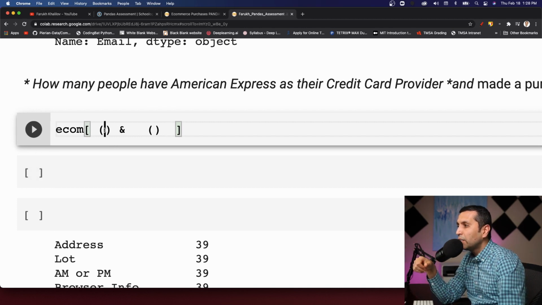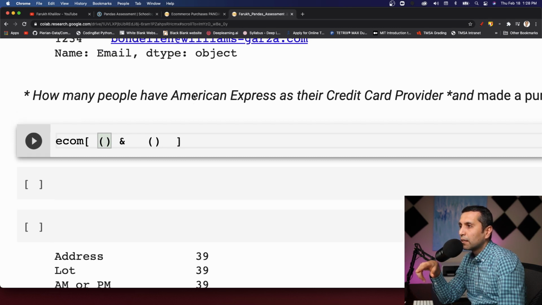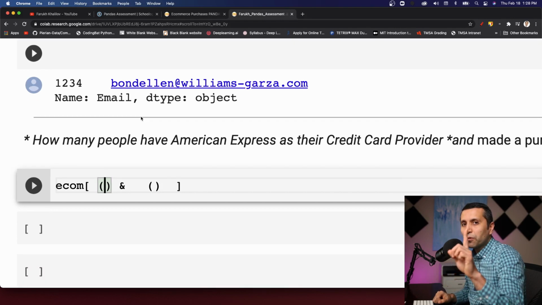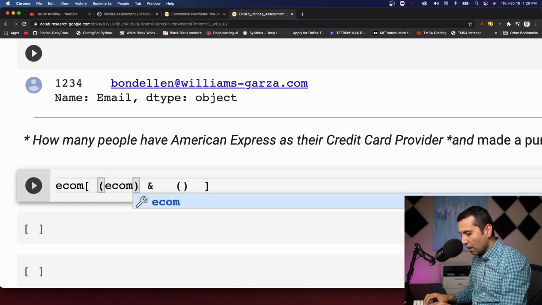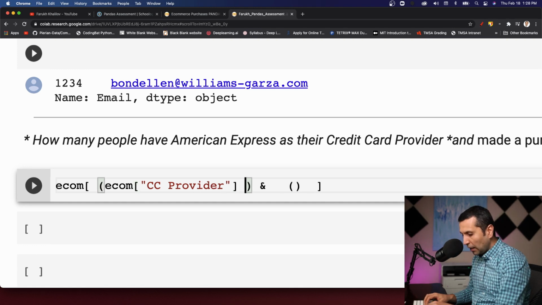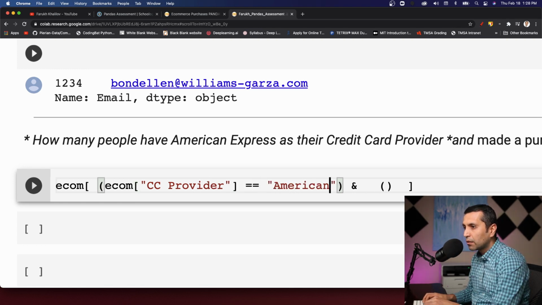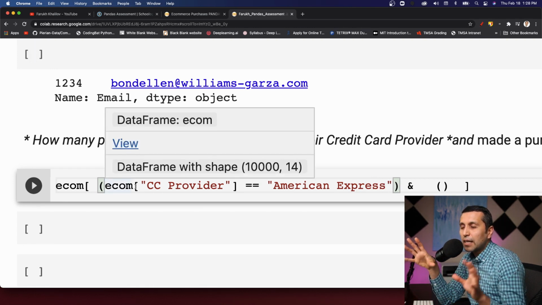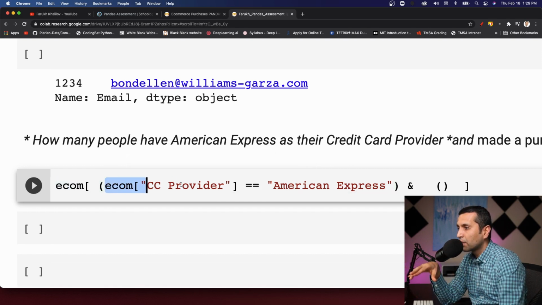Now I need to make my first condition. People who are using American Express, and how can I find it? They are here, CC provider, the credit card provider. This one is a little bit tricky. From the ecom data frame, CC provider equals American Express. That is my first condition. Guys, I do hope that I'm not messing up your mind. I'm trying to make it as easy as possible.